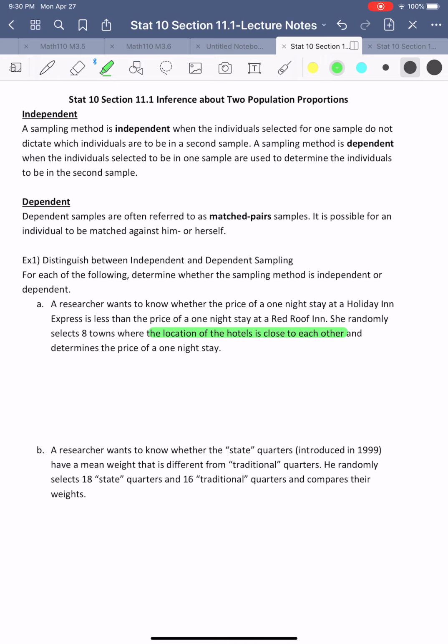So I want to say this is dependent, because if they are close to each other, I think the prices will affect each other, right? And then B, a researcher wants to know whether the state quarters introduced in 1999 have a mean weight that is different from the traditional quarter. He randomly selected 18 state quarters and 16 traditional quarters and compared their weights. In this case, I don't think the state quarters and the traditional quarters are related, so I want to say it's independent.